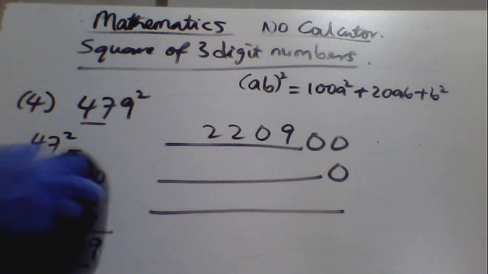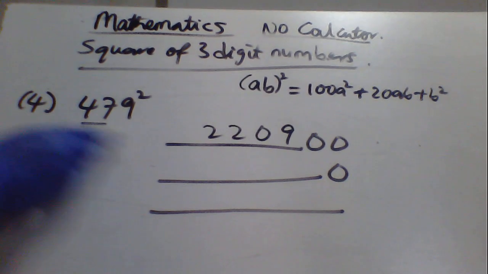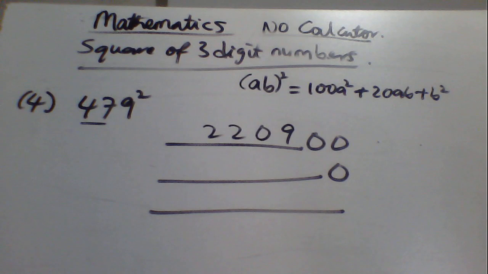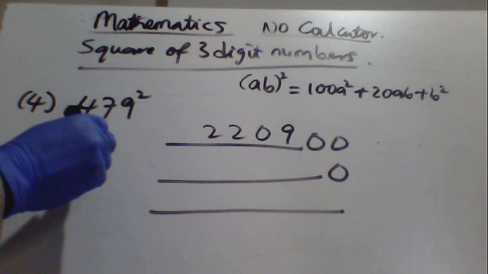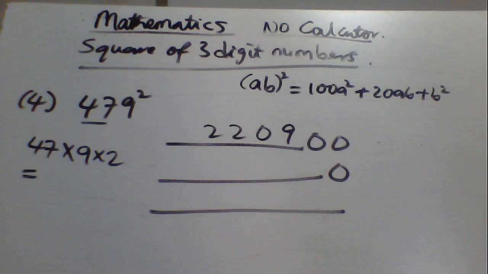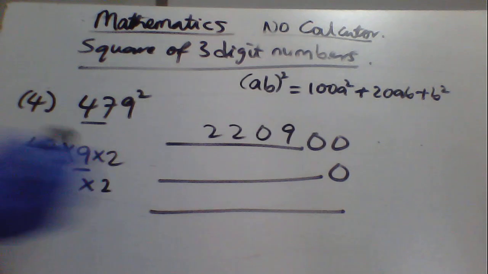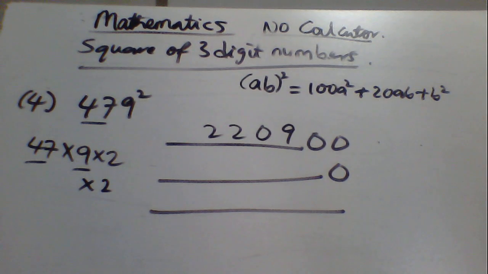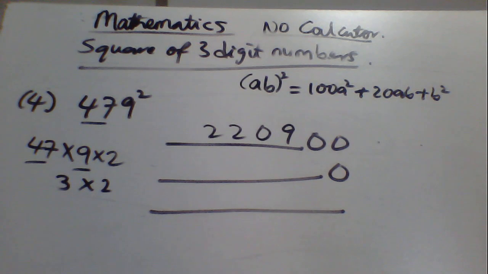The second step is to do what? Find the product of the numbers and their power. The product of the numbers and the power, which is 47 times 9 times 2. And that gives us what? You can multiply these two immediately, bringing 2 down. 9 times 7 will give us 63. I write 3, carry 6. 9 times 4 will give us 36. Plus 6 will give us 42.